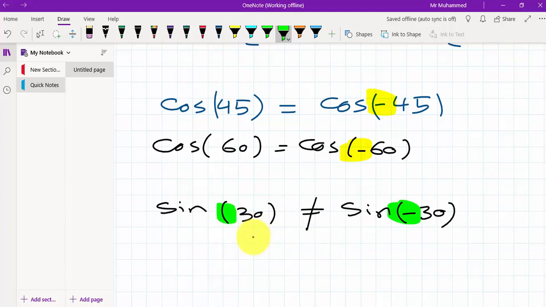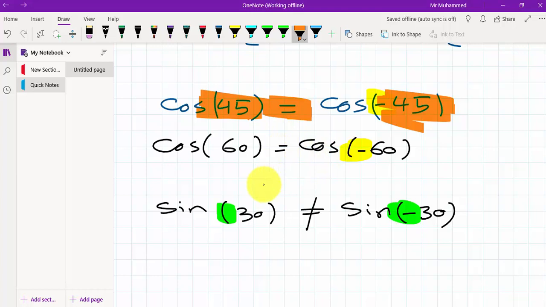So what we learned in this tutorial: two angles that add up to 180 have the same sine. Two angles that add up to 180 have cosines where one is negative and one is positive, but it's the same number. For two angles where one is negative and one is positive, their cosines are equal, but their sines are not equal. These four points are the most important things in this tutorial.